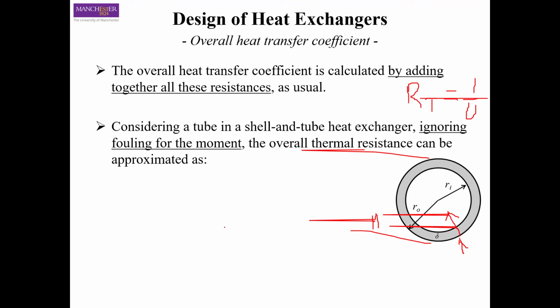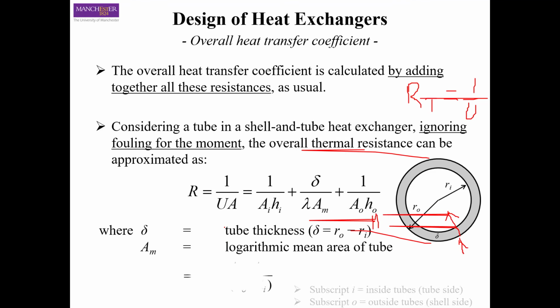So if you put these three in series, we can calculate what is the overall resistance. You can call it, for example, RT or RO, like R overall, and that should be equal to 1 over UA, which is equal to 1 over AiHi, that is the resistance on the inner side of the tube due to convection. Then you have the resistance due to conduction, and finally again the convection on the outside of the tube.